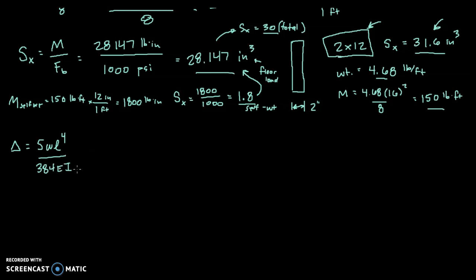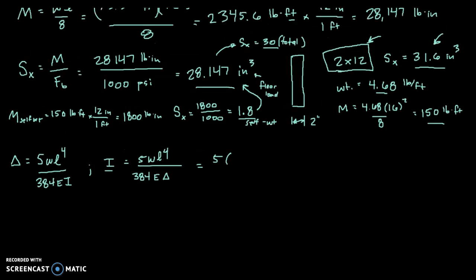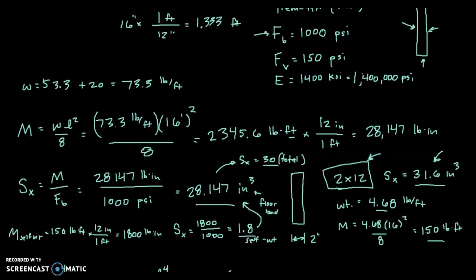So I like to rearrange this formula for I. So I is equal to 5WL to the fourth over 384 E delta, and then calculate the I that is required and see if the beam that we have chosen provides that amount of moment of inertia. So it's going to be 5 times W. So what is our W? Well, let's go back up here and find it in our previous calculations.